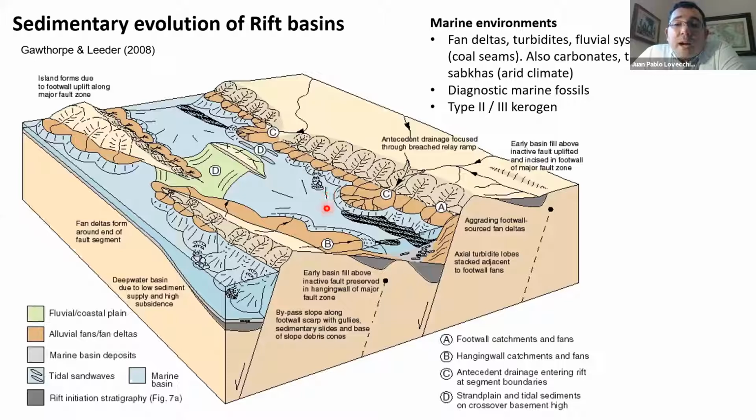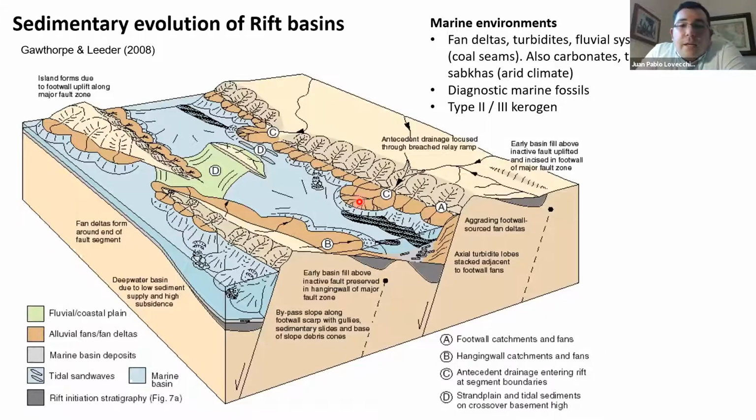And there can also be some carbonates associated to the marine floodings, especially in areas with less sedimentary input, because remember that we know that carbonates need clear waters to develop. And some tidal deposits or sabkhas can develop in arid climates in this kind of flooded rift basins, marine flooded rift basins. Diagnostic for the determination of marine environments is the presence of marine fossils or microfossils, and the source rocks can be type 2 or type 3 in more deltaic environments.